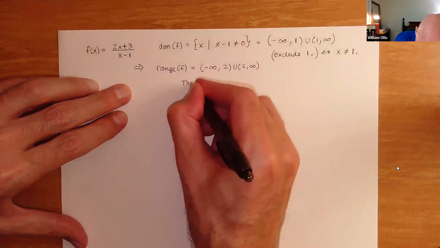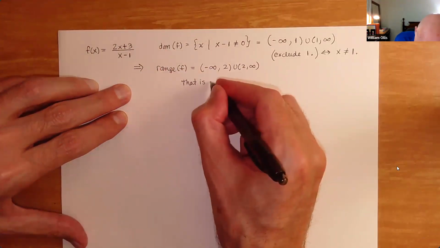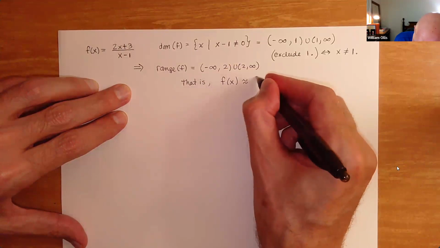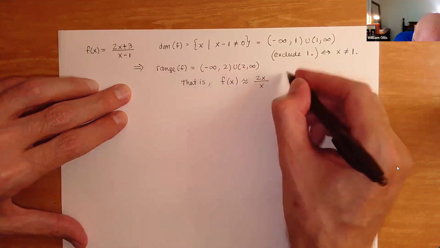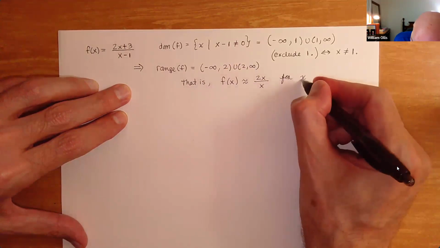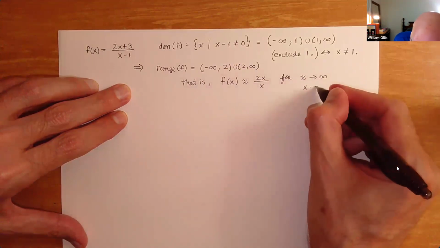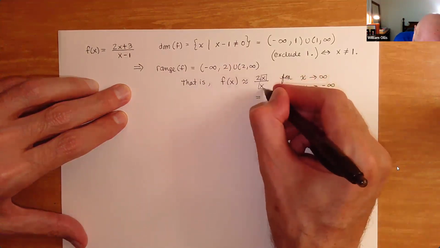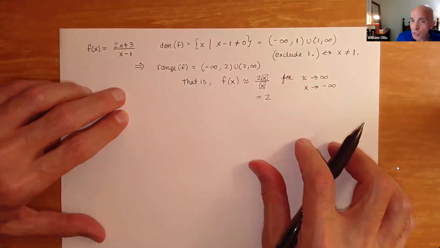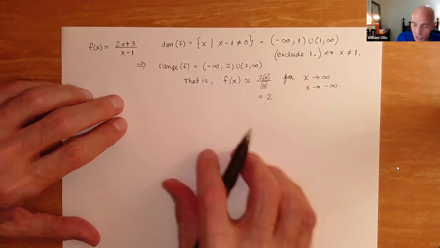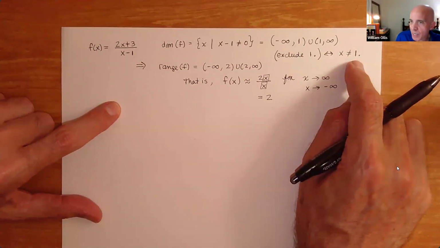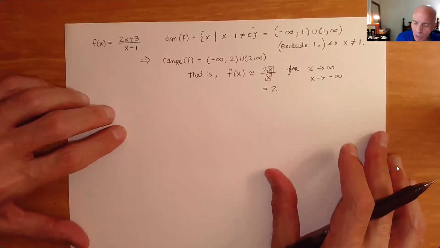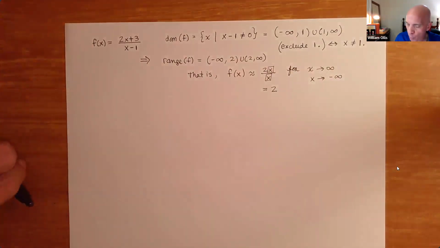That is, f is approximately 2x over x for x approaching infinity and x approaching negative infinity. And then, of course, the x's cancel, and that gives you 2. So we think of the 2 as what we call a horizontal asymptote. So we're developing a vertical asymptote, x equals 1, and a horizontal asymptote, y equals 2. And we'll say much more about that. But I want to already start thinking about this before we actually get to it.